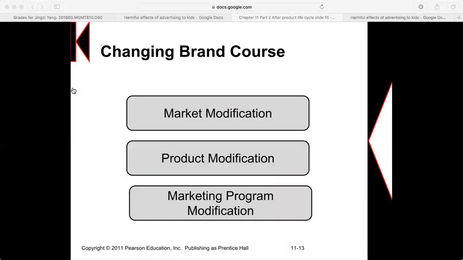Sometimes you've got to sell to them, make them think they want what you've got to offer. So this is where we talk about changing the brand course: market modification, product modification, marketing program modification. I'm going to start with the market modification.